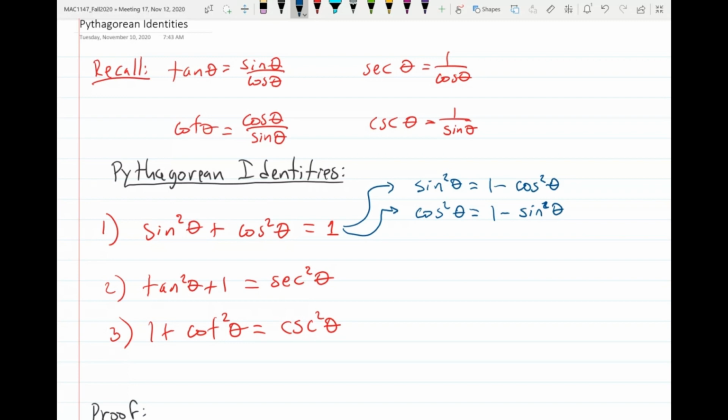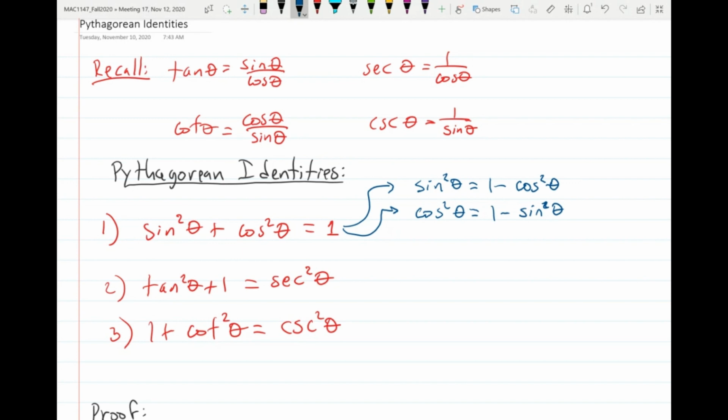You can think of this as a way of writing sine in terms of cosine. That's the first one. And the second formula is a way of writing cosine in terms of sine. Okay? So if you ever need to get rid of sine, this is what you can do. If you need to get rid of a cosine, this is what you can do.